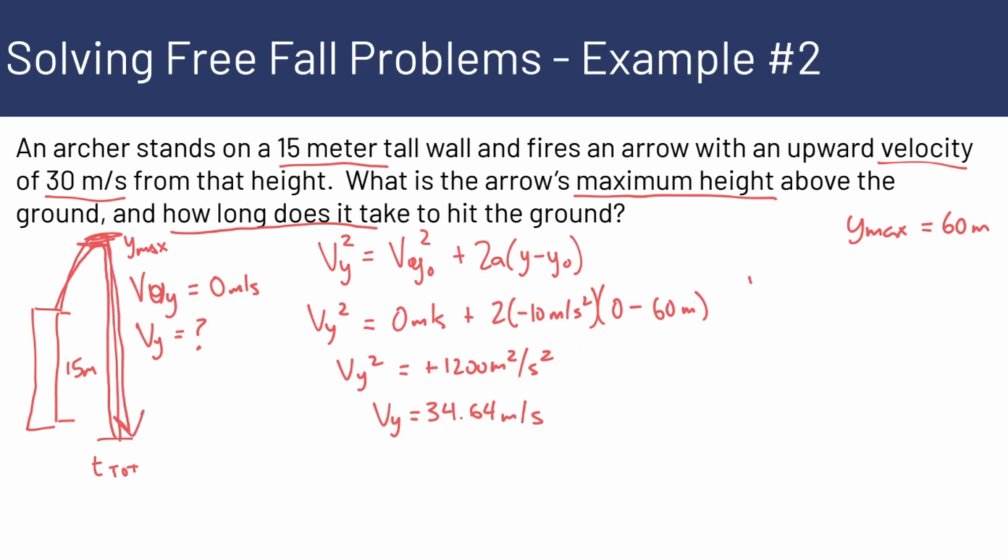So now we can use the equation vy is equal to v naught y plus acceleration times time to figure out our time. So this is going to be the time from the maximum height down to the ground. So our vy is 34.64. That's equal to our velocity at the top at the maximum height, which is 0, minus 10, that's meters per second squared, so that's the acceleration, times t.